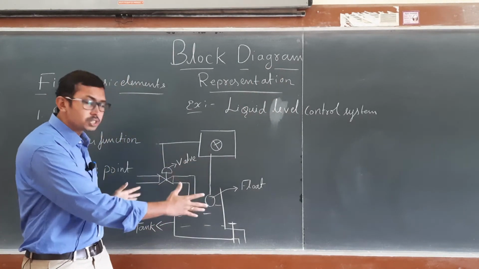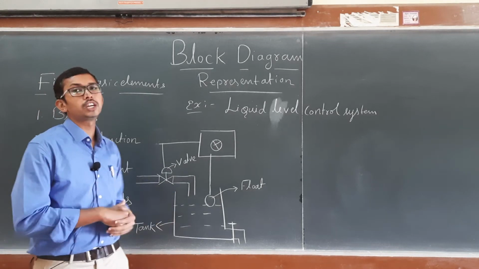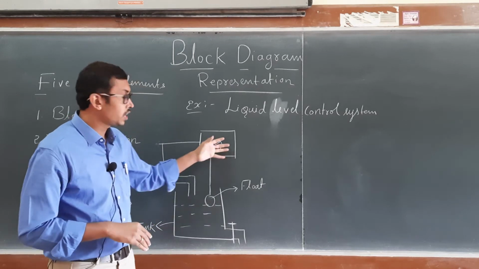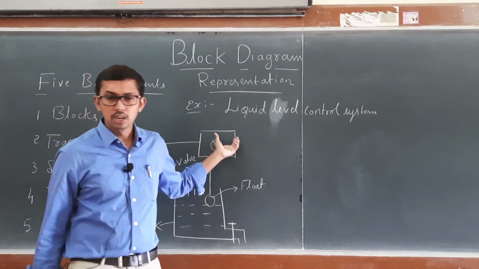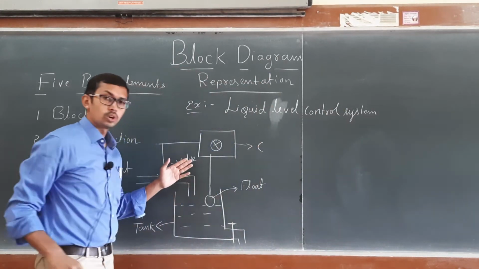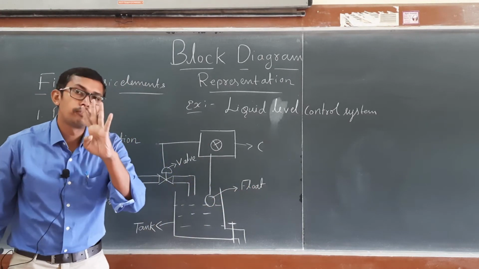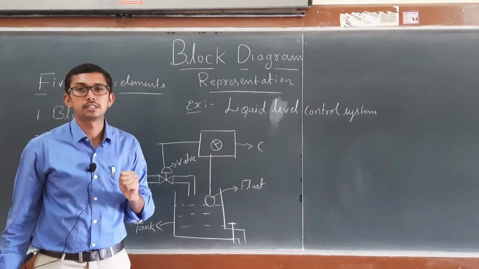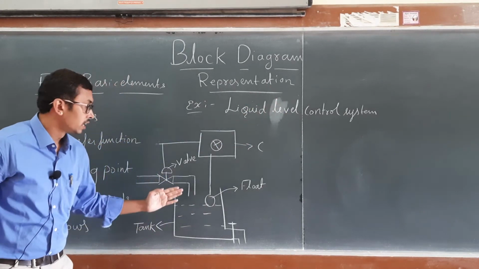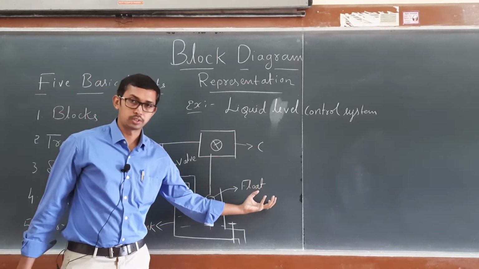Here various parts are there. Which are the various parts? The main thing is the tank, where we need to maintain the water level. Next we have a controller, right? So this is a controller, and we have a valve and float. So mainly there are four components or elements in the liquid level control system. Which are those? Tank, controller, valve and the float.